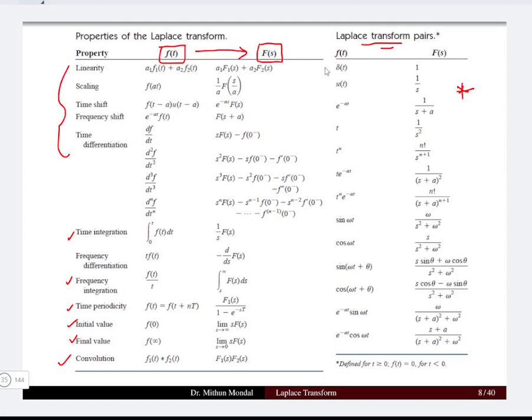Like for example, if we have an impulse signal, then the Laplace transform will be 1. If we have step signal, then it will be 1 by s. If we have some exponential signal e to the power minus at, we'll have 1 by s plus a. Similarly, there are different types of functions. We have sine and cosine functions. We have time shifting property of the sine signal. So this table will be useful for solving the problem rather than going by the direct integration.